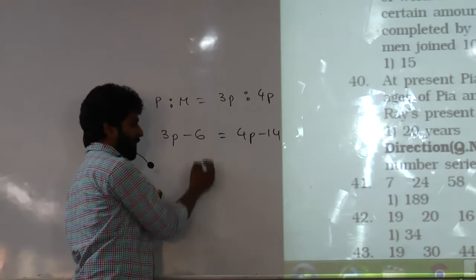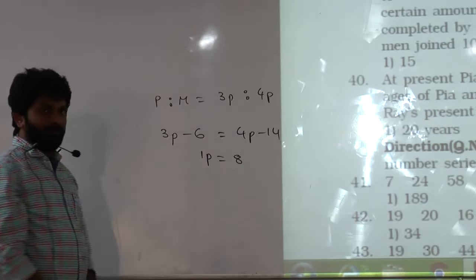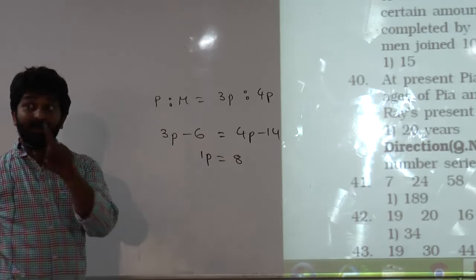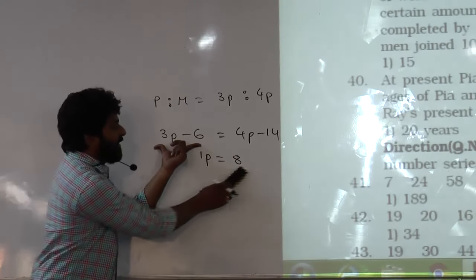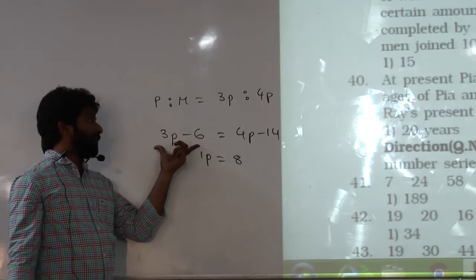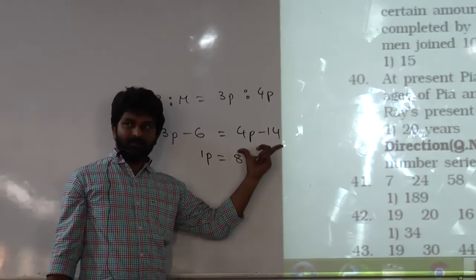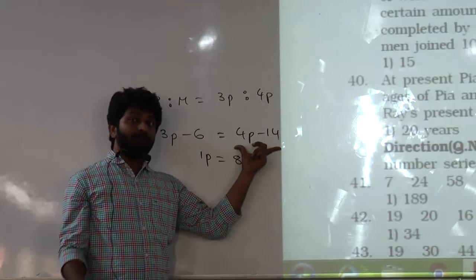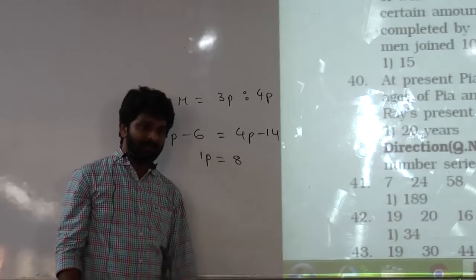Both are the same. 1 part is equal to 8. We are asked about Ray's age. If 1 part is equal to 8, what about 3 parts? 24 minus 6, 18. Or else substitute here also. If 1 part is 8, what about 4 parts? 32. 32 minus 14, 18 is the answer.